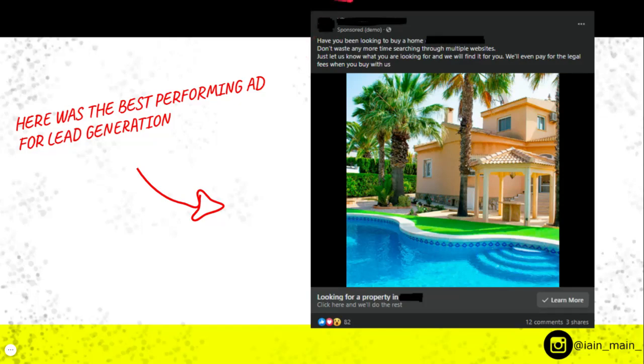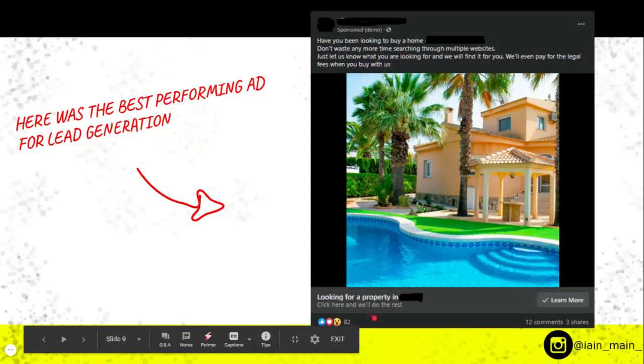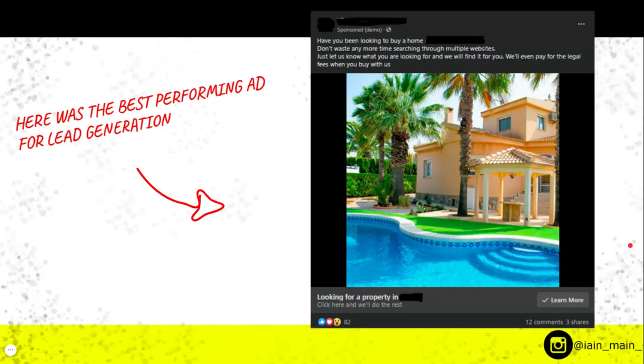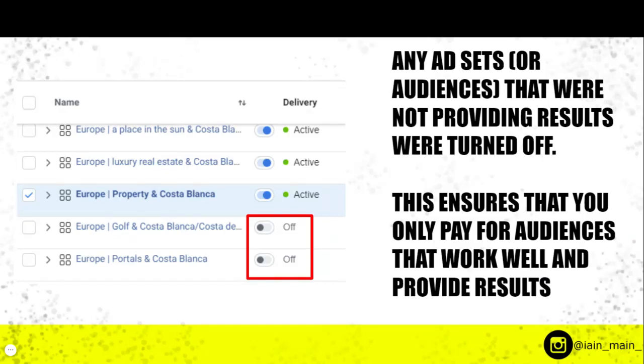So not only did it provide great results, but it also got great engagement. You can see here there's 82 reactions to the ad itself, 12 comments and 3 shares, which is again great for building up that brand awareness. Now, you can see here I've outlined 2 ad sets or audiences. And remember, an ad set is an audience, it's the same thing.